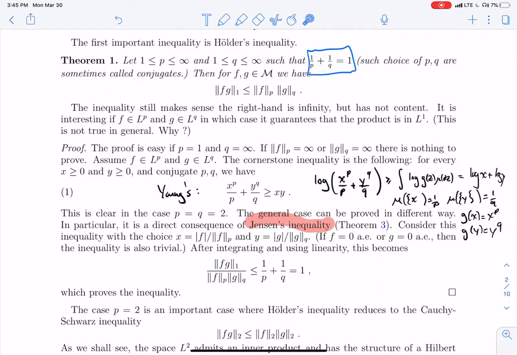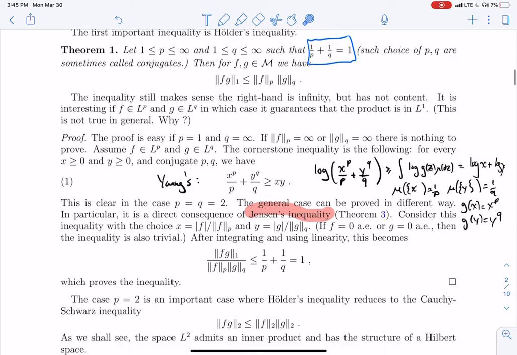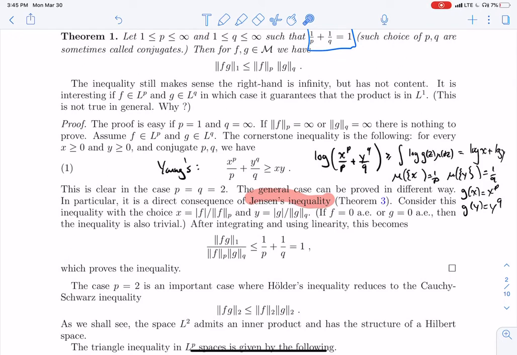And now, if I take the log of the function, then I get p log x for x, but the measure of x is 1 over p, so the p cancels. So I get log x plus log y, which is log of x times y. Okay? And you get your inequality, log is monotone. It's increasing. All right? So that's Young's inequality.